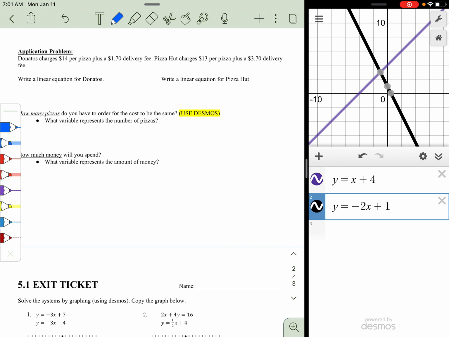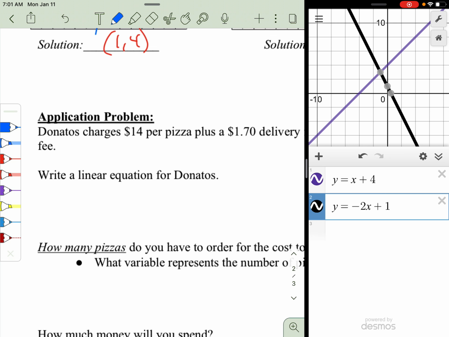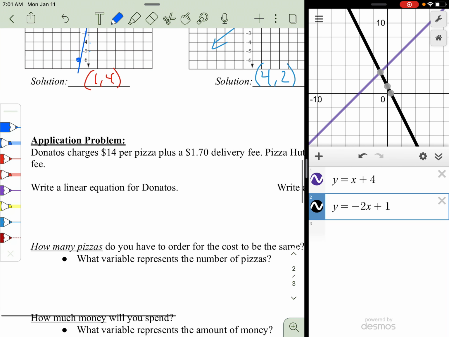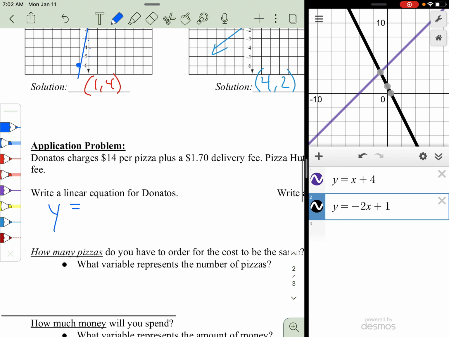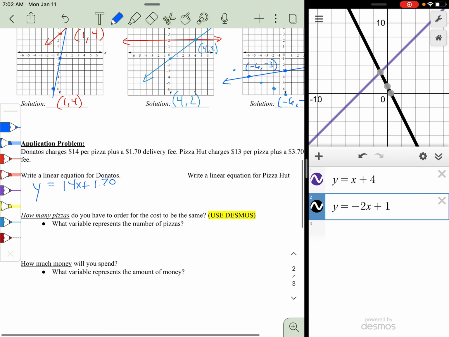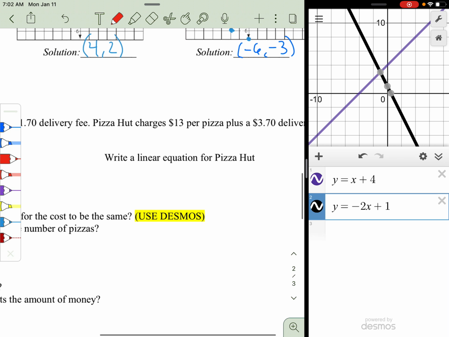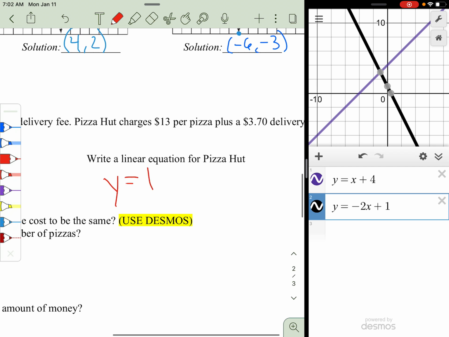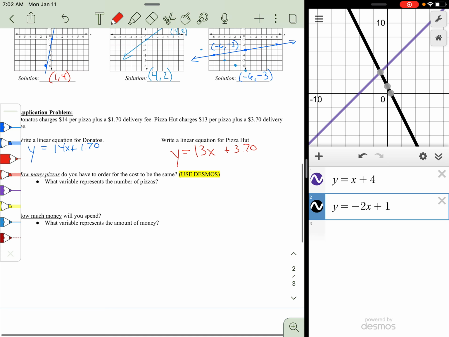Okay, Donato's charges $14 per pizza plus a $1.70 delivery fee. Pizza Hut charges $13 per pizza. So we're going to write the equations. Let's see, Donato's $14 per pizza. So y equals, that's our starting point, 14 plus 1.70 delivery fee. Okay, so this would be 14x plus 1.70. Pizza Hut, $13 per pizza. So 13x plus 3.70 delivery.